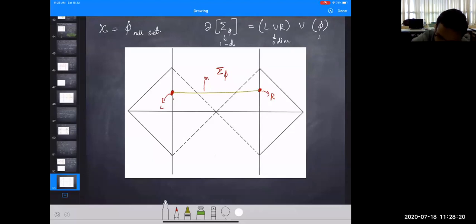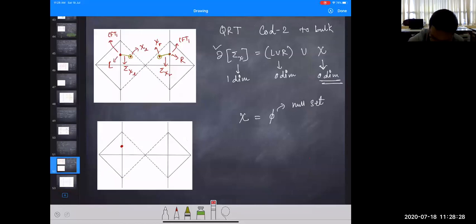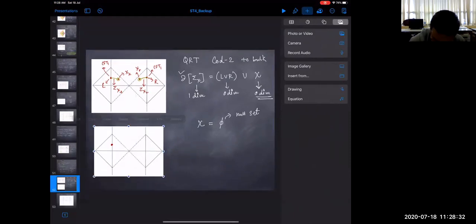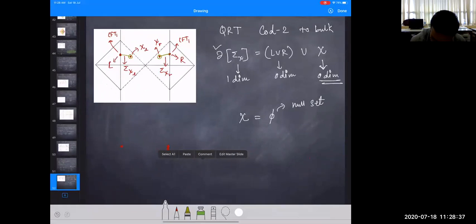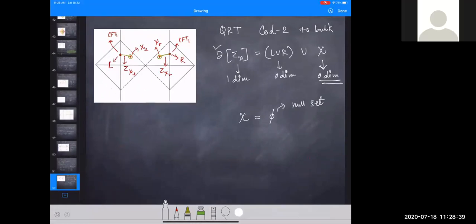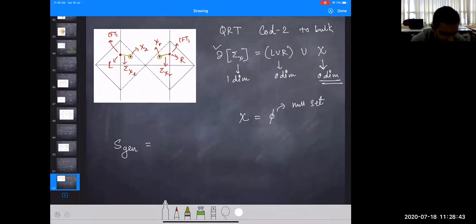Okay, and this is just nothing. This is just null. There is no surface, in the sense that if I write down an S generalized, what will I write? One thing is that I think I had written S generalized before, and I don't remember what exactly I wrote, but okay.